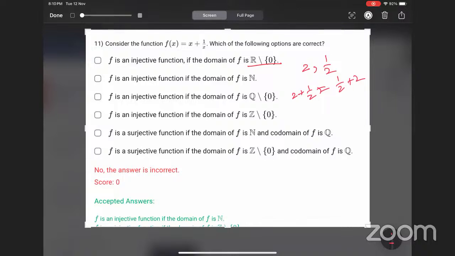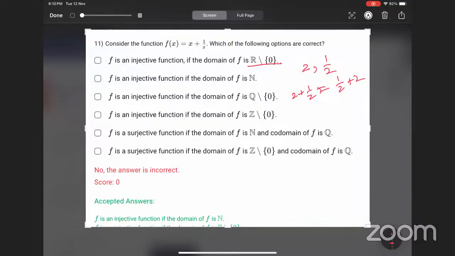And what was the second doubt, in which option? Similarly, we cannot take any rational number. Ma'am, could you repeat why it is incorrect? The statement is: F is an injective function if the domain of F is R minus 0. We can check that there are points such that the points are not the same, but the functional values are the same.